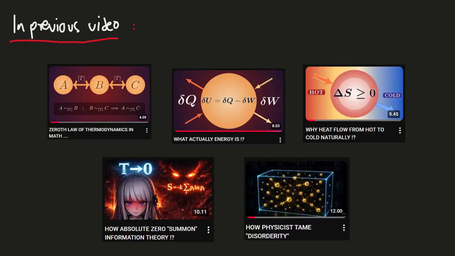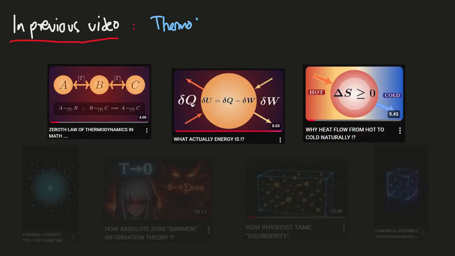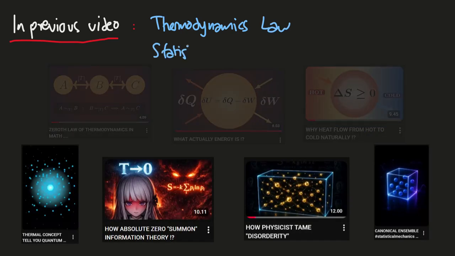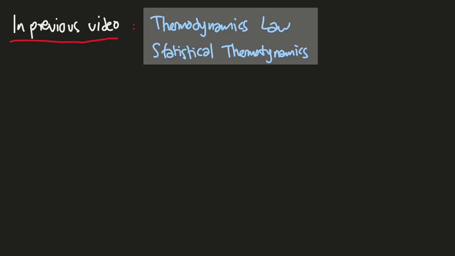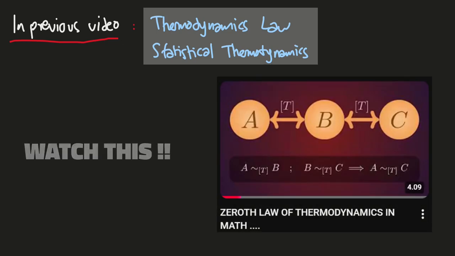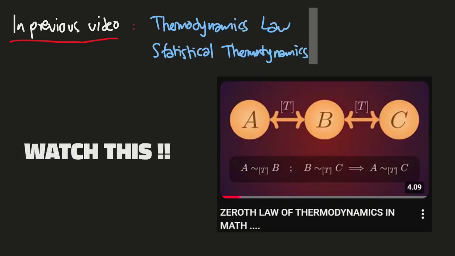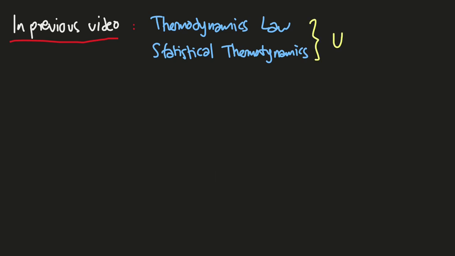Alright, in my previous video, we learned about thermodynamics law and then statistical thermodynamics. In these two, we assume that our thermodynamic system is nearby equilibrium, so by this condition, we can define that U as internal energy depends on S as entropy, V as volume, and then N as number of particles.